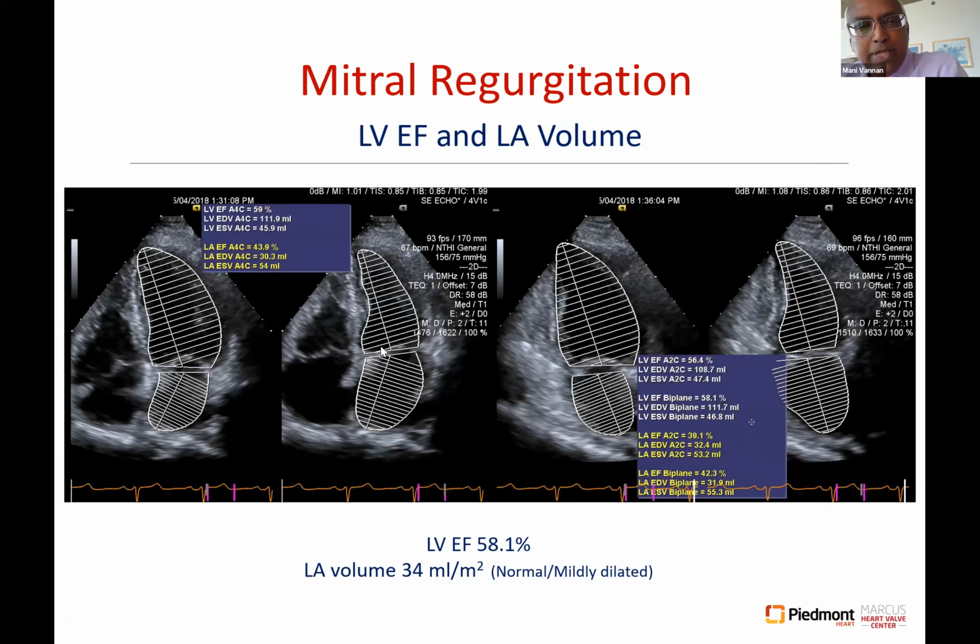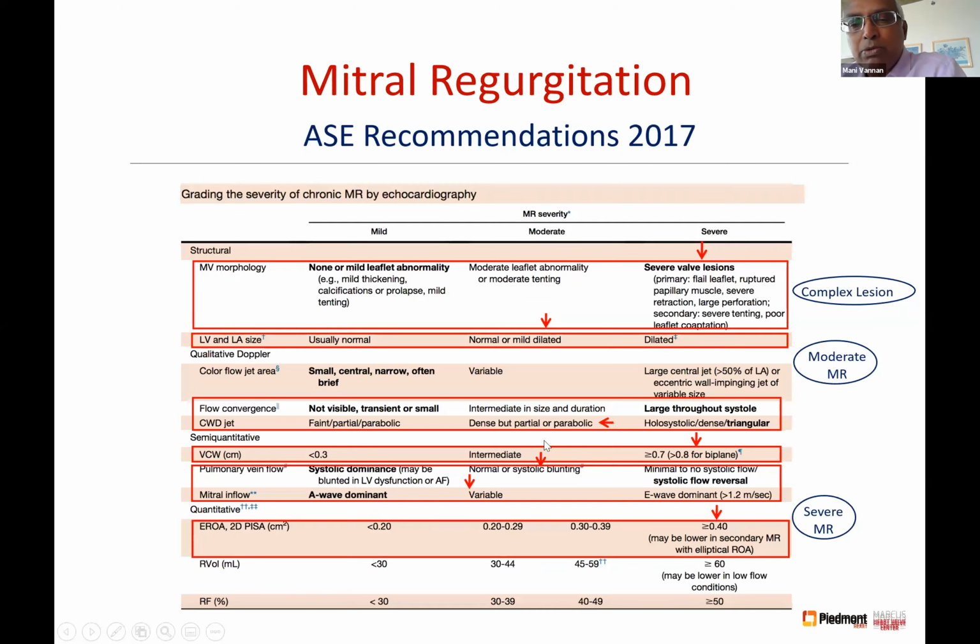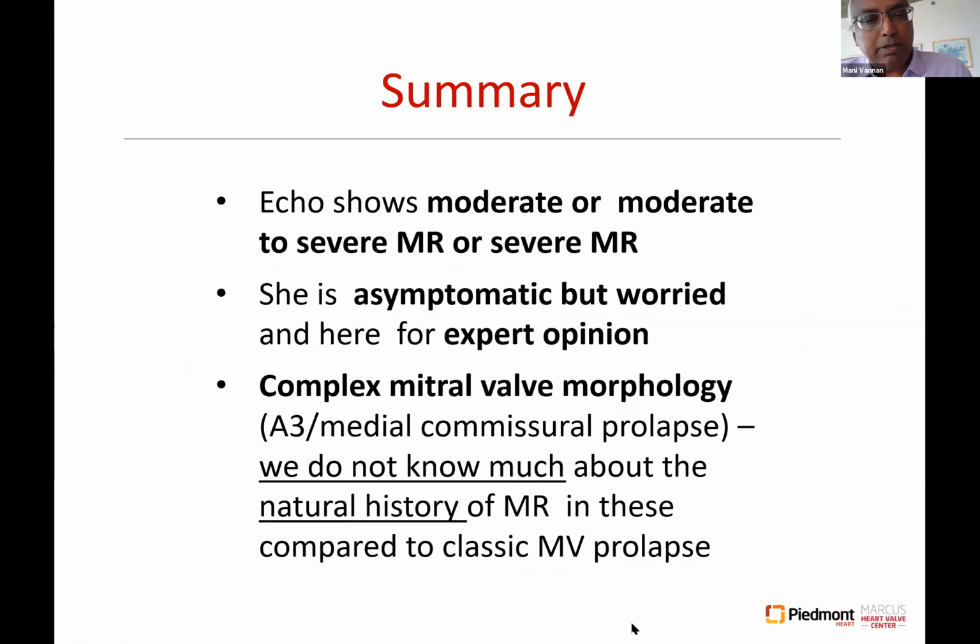So if we go back to the ASE guidelines and quantification, or an integrated approach, if you will, this table shows the dilemma. The MR is anywhere between severe to mild to moderate. And she has a very complex anatomy as the basis for this MR, whatever the degree of MR. So this leaves us with what to do next, because she's here, remember, to get some kind of definitive answer on the question of mitral regurgitation. She's asymptomatic, and she wants an expert opinion.